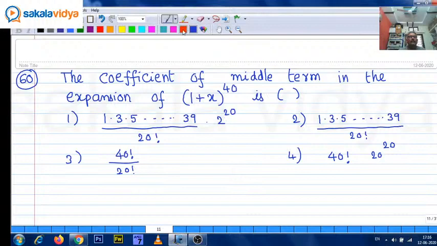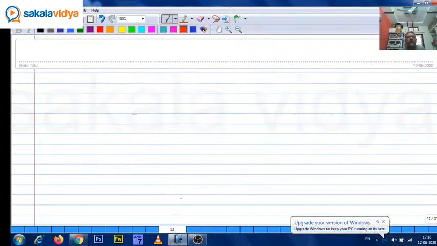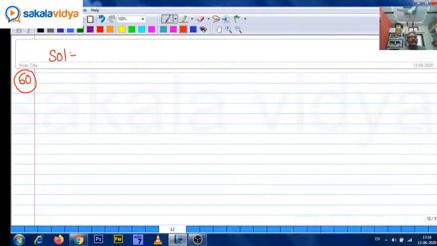So the coefficient of the middle term in the expansion of (1 + x) to the power of 40, we need to find out. So that means, solution. Consider (1 + x) to the power of 40.